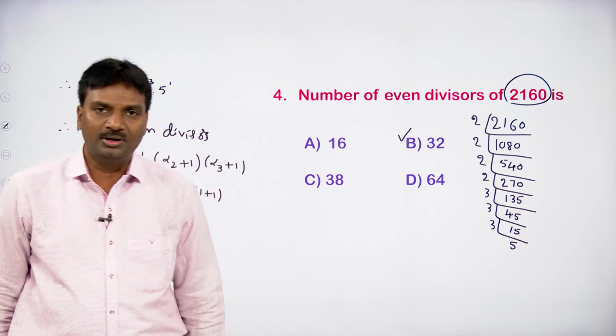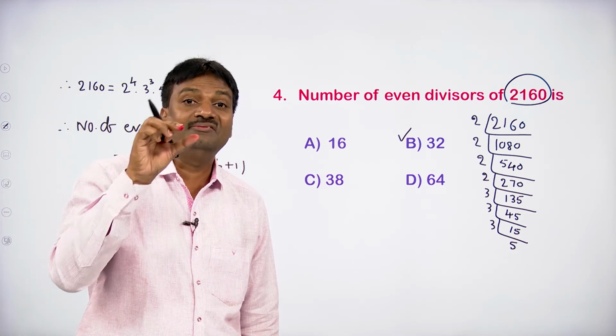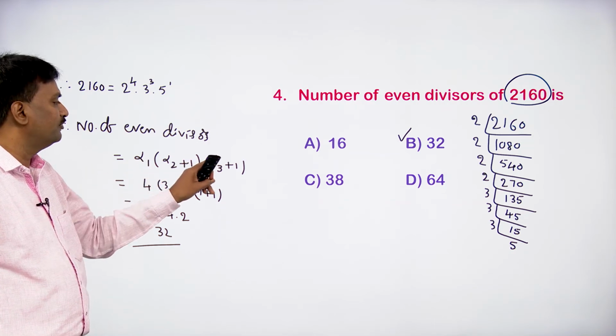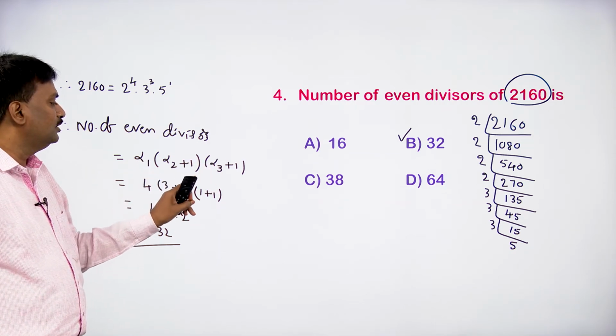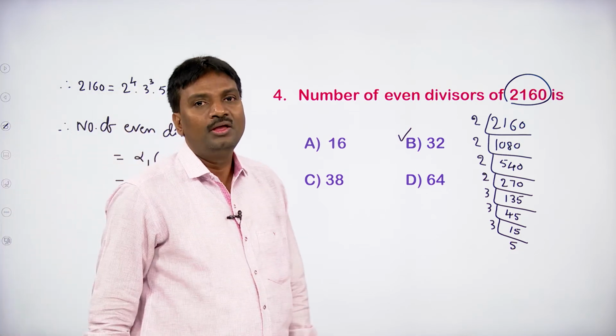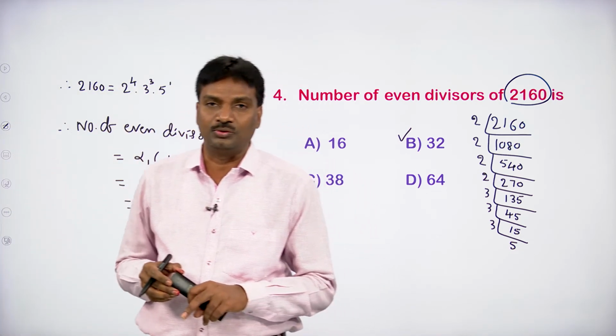For the same problem, if they ask how many odd divisors are there, the formula eliminates alpha 1: alpha 2 plus 1 into alpha 3 plus 1, 3 plus 1 into 1 plus 1, 4 into 2, 8 only. But according to the given problem, we have to find the even divisors only.